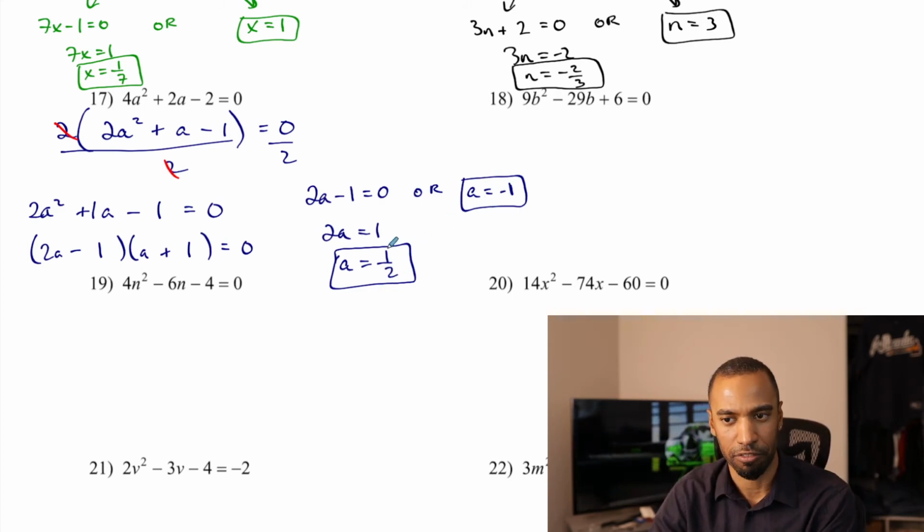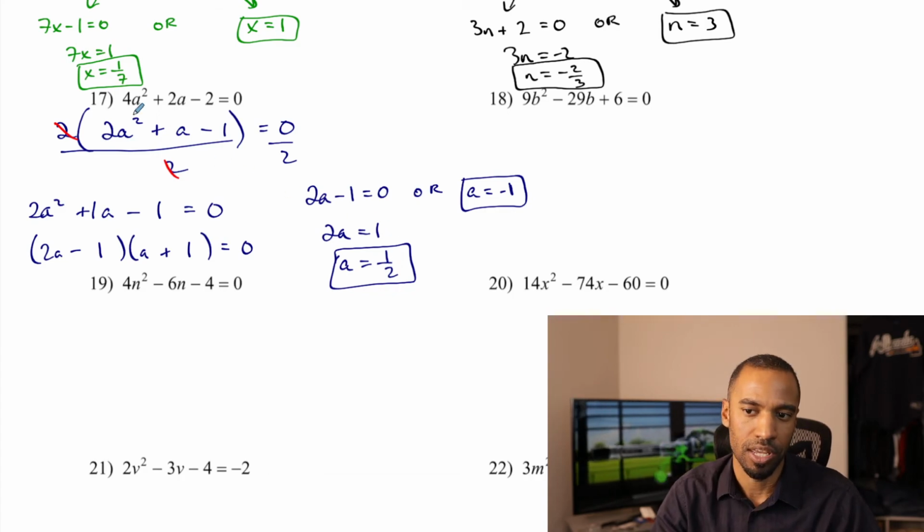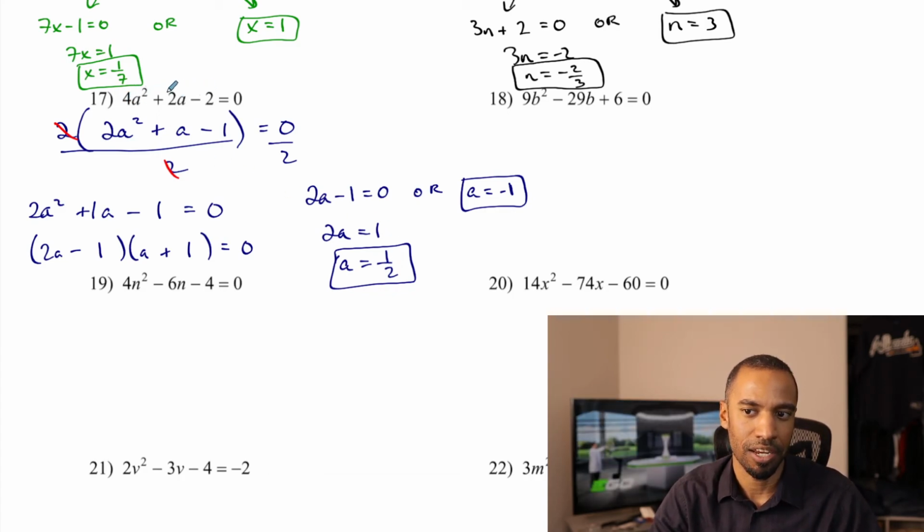I'm definitely not going to double check the fractions. You can always try it. But the bottom line is, if you substitute 1/2 into a in here, you will get 0 on the left, 0 on the right. That's what's happening.